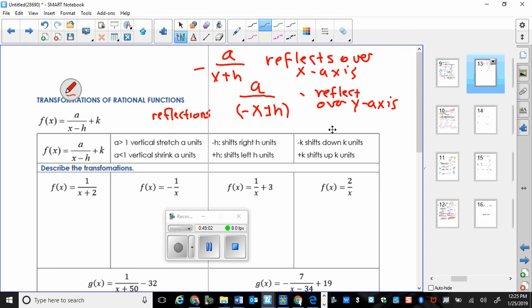Keeping that in mind, if the number a is greater than 1, there's a vertical stretch. If it's less than 1, vertical shrink. Shifts right for negative h, shifts left for positive h, shifts down for negative k, shifts up for positive k. So I am shifting left 2 units here. So I shift left.